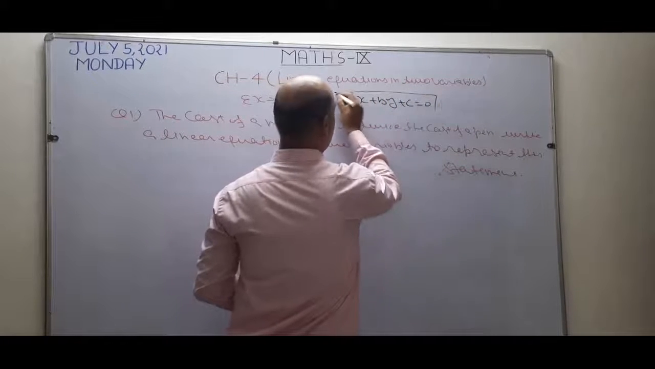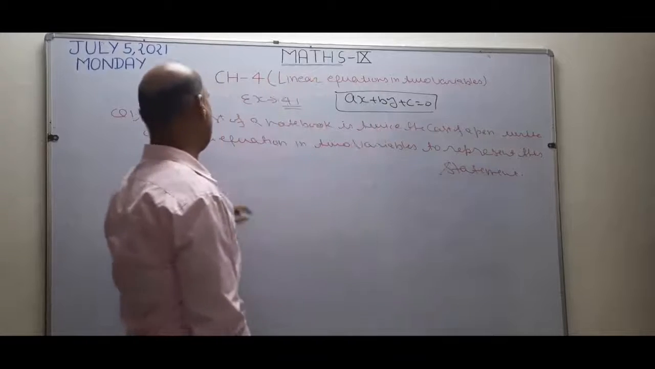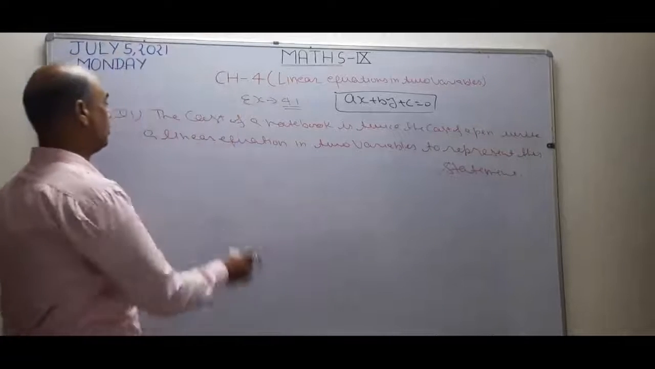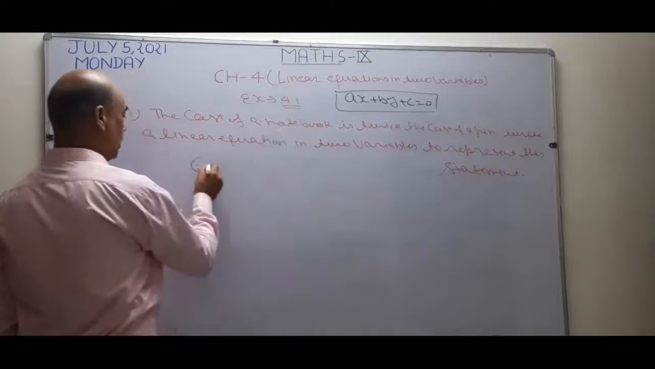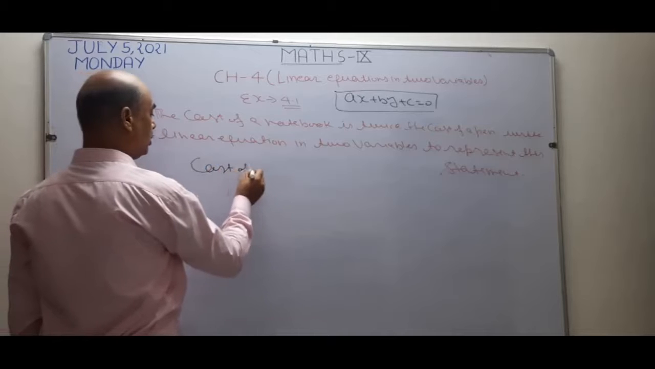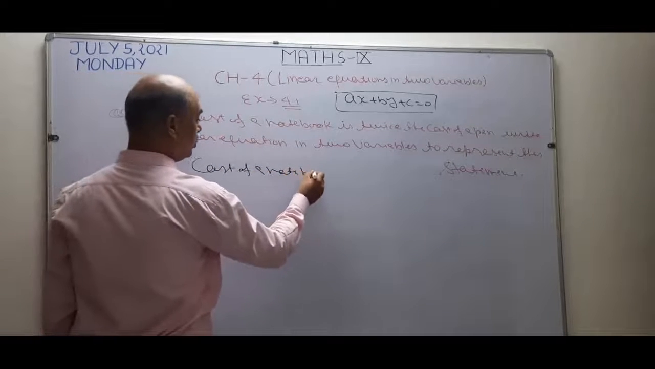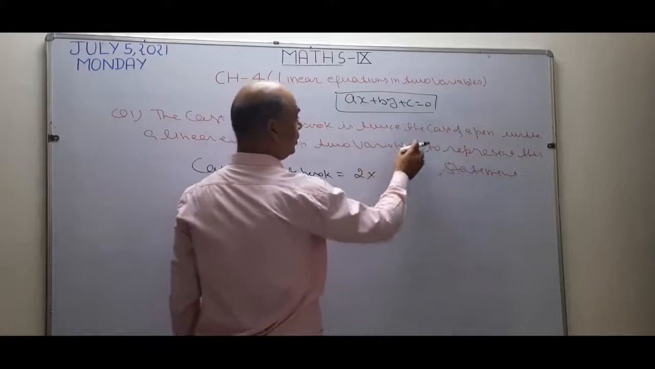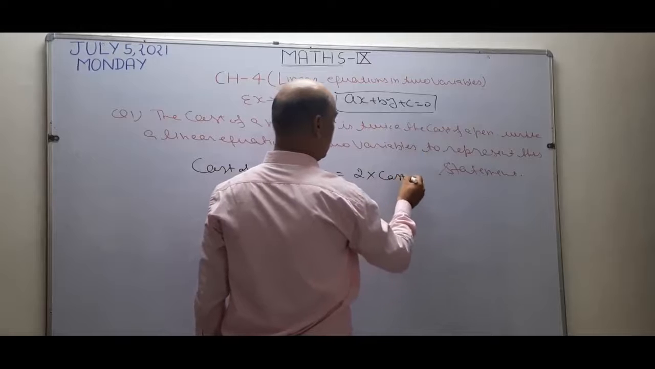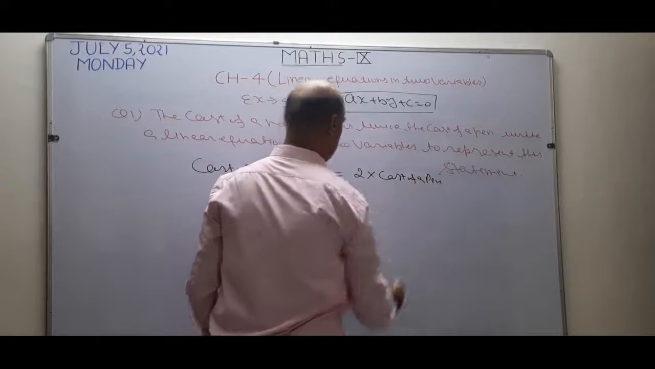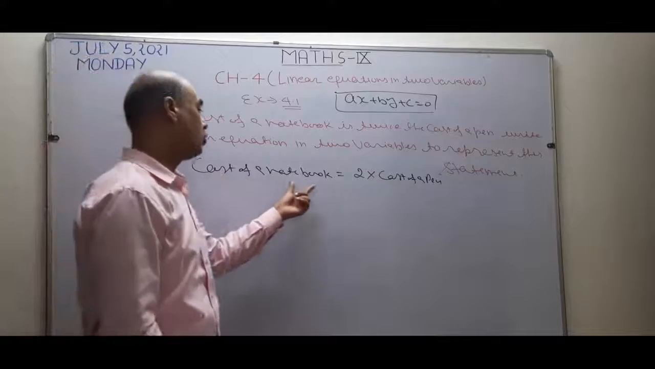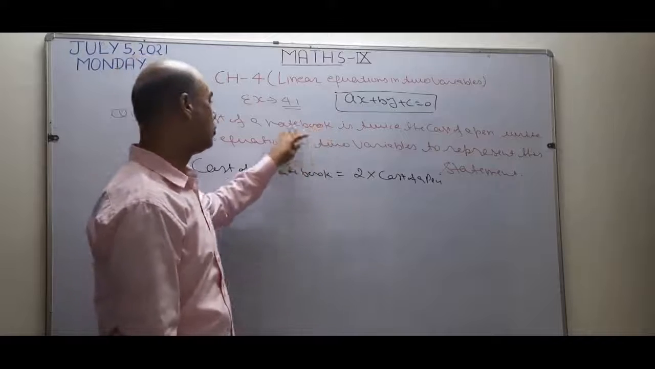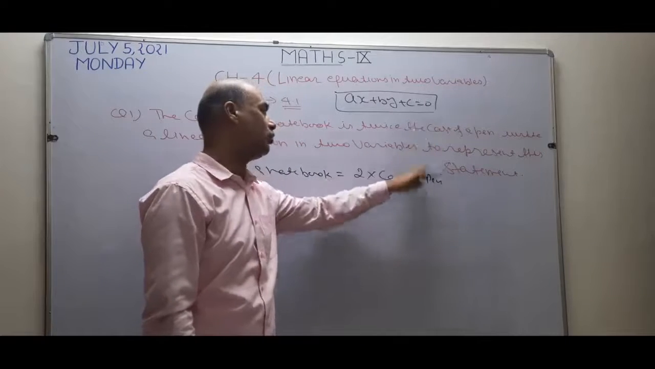This is the standard form of a linear equation in two variables. I want to convert this statement into this form. Now see what is given. Cost of a notebook is equal to twice, two times, the cost of a pen. Since I don't know the value of a notebook and the value of one pen, I want to suppose.